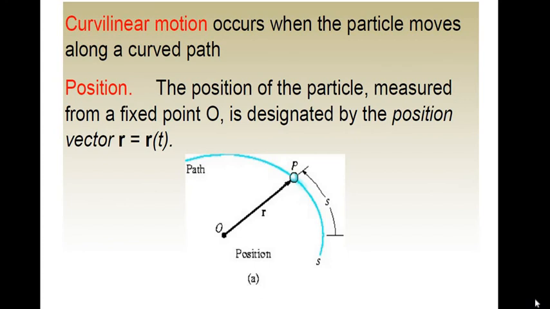To describe the curvilinear motion of a particle, we first discuss the important quantities, such as position. The position of a particle measured from a fixed point O is designated by a position vector r. Therefore, r is equal to r of t, as shown in the figure.